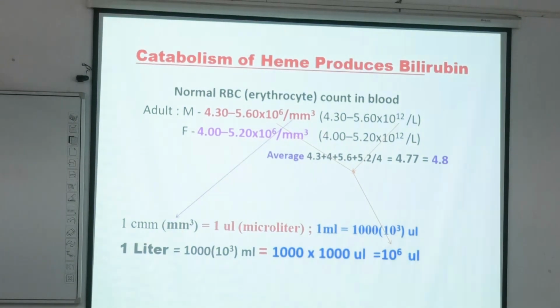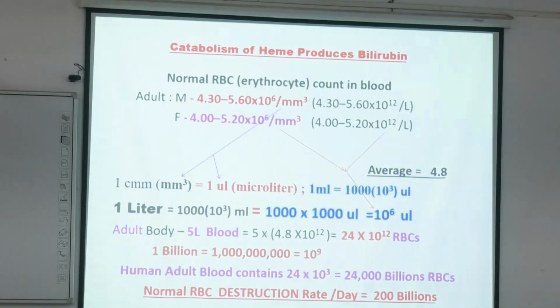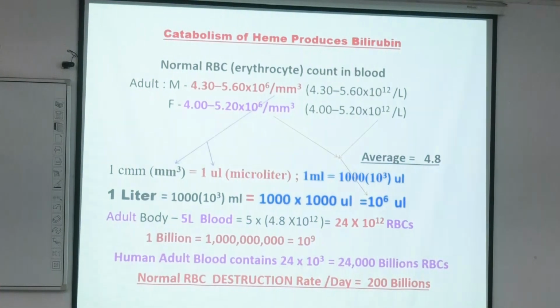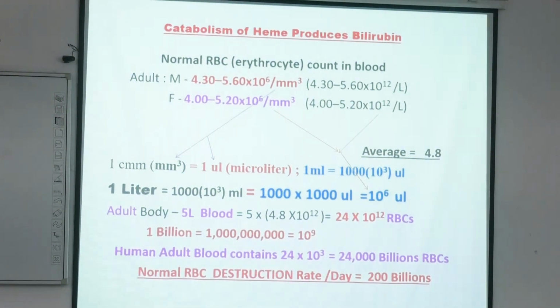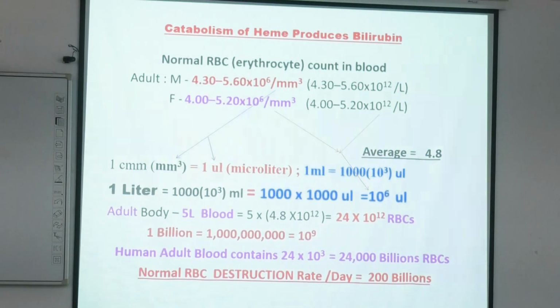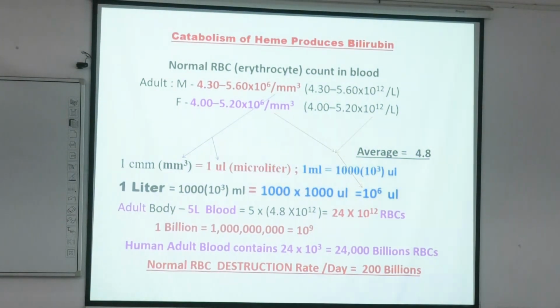Now, coming back to that picture, this cubic millimeter is 10 to the power 6, and this is per liter. So, I have converted it here. 1 liter means 10 to the power 6. An adult body contains 5 liters of blood. So, 24 into 10 to the power 12 RBCs will be there, because 5 liters of blood are there. So, 1 liter of blood will contain 4 into 10 to the power 12.